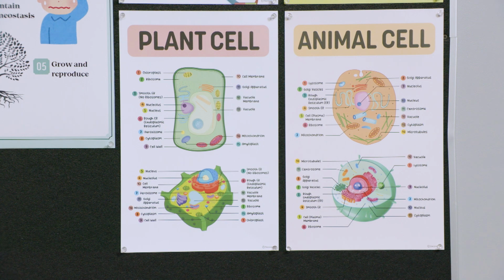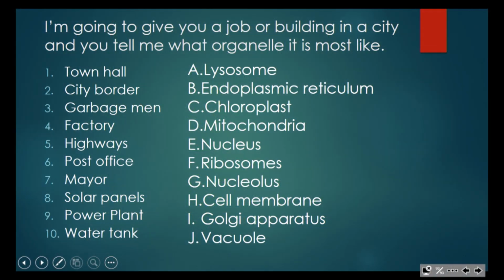All right, let's see what everybody came up with. If y'all can do these, then you're in good shape and you should be good to go. All right, so on the left, let's start with number 1. It says the town hall. Which of these is kind of like the town hall? Well, to me, I think that's a lot like the nucleus. So I'm going to put the letter E right there. Okay, the nucleus is a lot like the town hall. It kind of directs what the city is doing, right? The nucleus directs the cell and decides what the cell's doing.